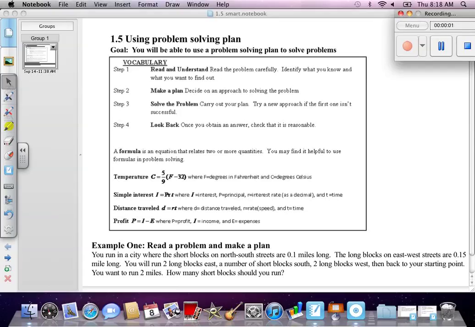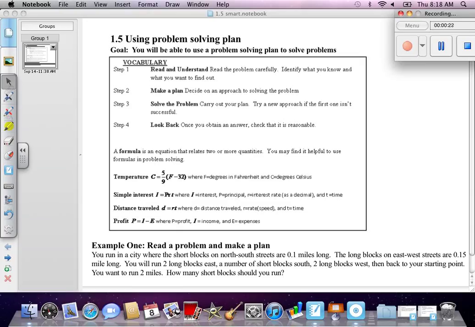All right, so ladies and gentlemen, we're doing section 1.5. It's using a problem-solving plan. This is important when you're doing word problems, that you've got a way to deconstruct the words so that they turn into numbers or symbols.